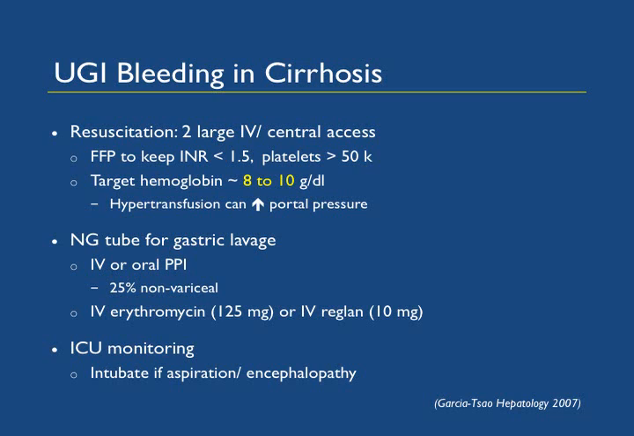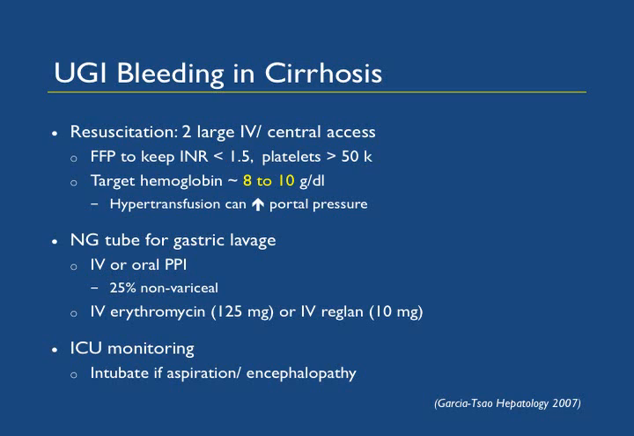In addition, if the patient has an underlying coagulopathy, they should receive fresh frozen plasma to get their INR less than 1.5. And if they have thrombocytopenia, they should receive platelet infusions to maintain a platelet count of greater than 50,000. With regards to packed red blood cell transfusions, the target hemoglobin should be 8 to 10, not higher than that, because studies in animal models have actually shown that hypertransfusion can actually worsen portal hypertension and increase the risk of bleeding. With regards to immediate triaging in the emergency room, all patients with cirrhosis and evidence of GI bleeding should immediately have an NG tube passed to determine if they're actively bleeding. There is no significant risk of causing variceal bleeding by passing the NG tube.